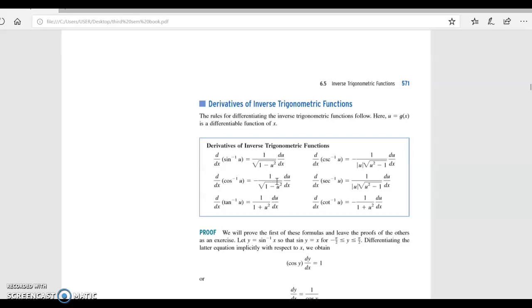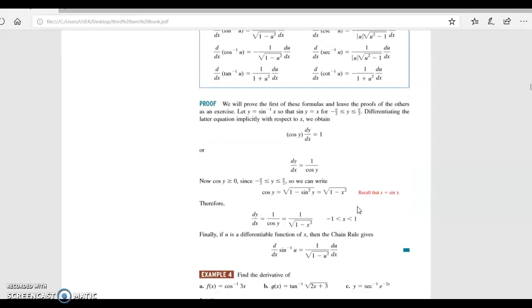Please see the similarity between the derivative of sine inverse and the derivative of cos inverse. Only the negative sign is different. Look at tan inverse and cot inverse. Only the negative sign is different. Cosec and sec inverse, the negative sign is different.